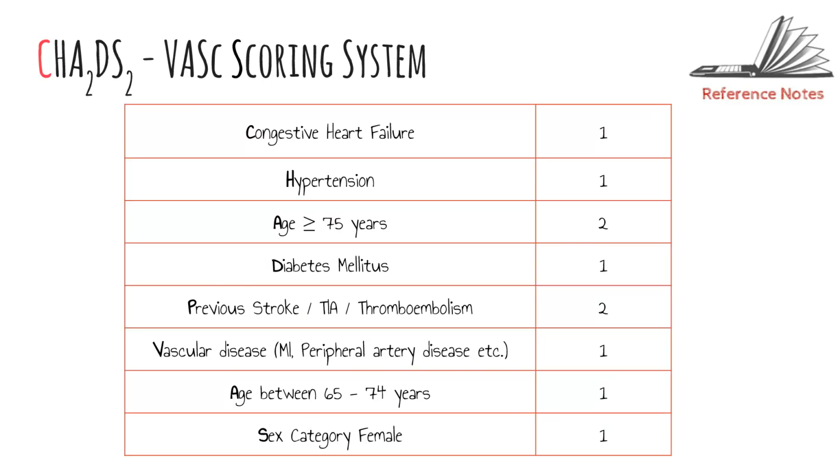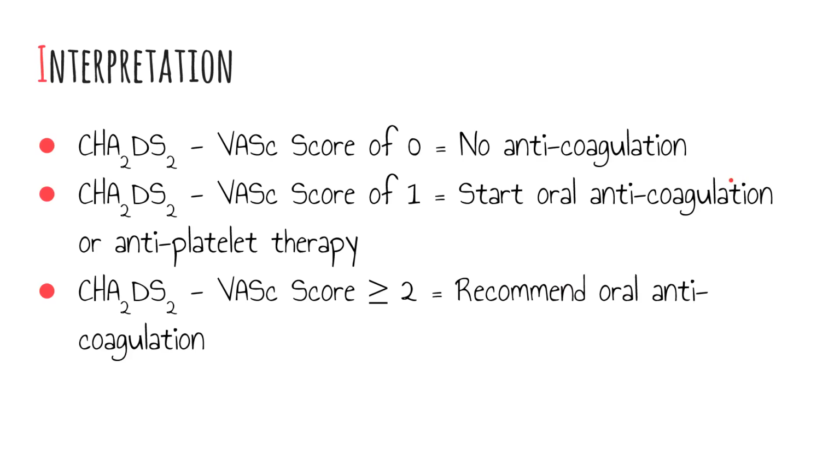So as you can see, age more than 75 years is given a lot of priority. Patients score 2 in this. And those who have a previous stroke or TIA or any thromboembolism are at higher risk as well, and these patients also score 2. The other scores are all just around 1. So those who have a score of 0 don't require any anticoagulation.